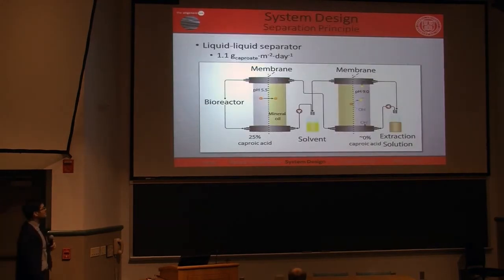It's important to talk about the separation process that's happening in this liquid-liquid separator. As I mentioned before, the concentration in the bioreactor was quite low compared to what we're getting out of the hollow fiber membrane. So the bioreactor was run at about 5.5 pH, meaning that of the caproate species that are present, only about 25% are in the acid form.